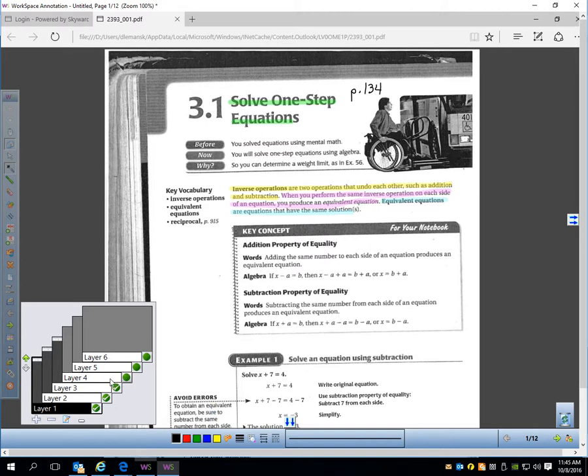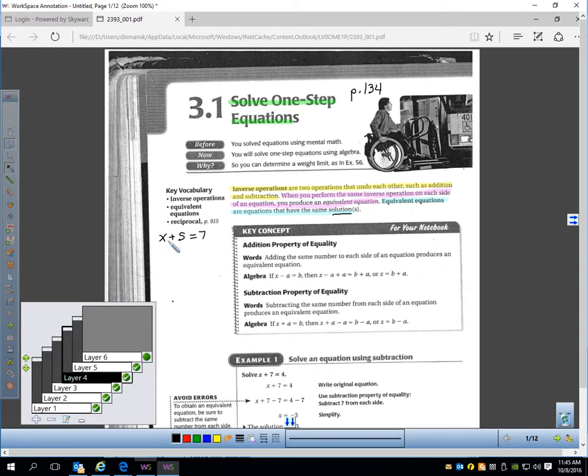Now remember that term solution from Chapter 1. Solution means that you can take a number, plug it into the variable, and it makes the statement true. First of all, I would get those terms in your notes, but here is a simple example of what inverse operation and equivalent equation would look like.